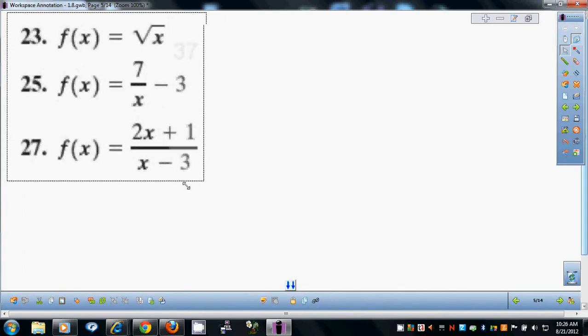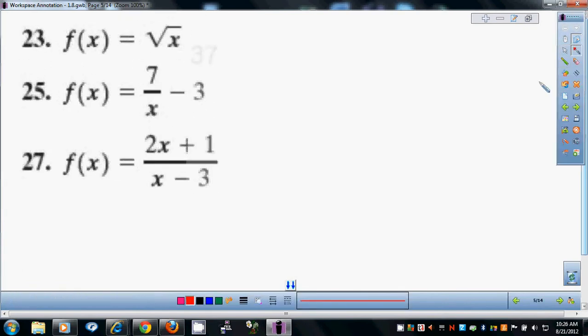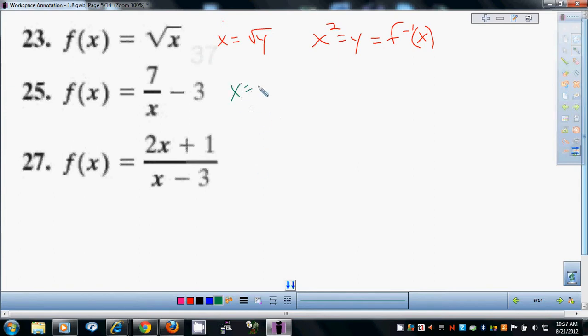First off, 23. Since I know you've written down the steps, I'm just going to work it real quick. So this will be x. I'm going to skip the first step. Equals the square root of y. Get rid of the square root by squaring. So that is your inverse: x squared. The second one is a tad harder.